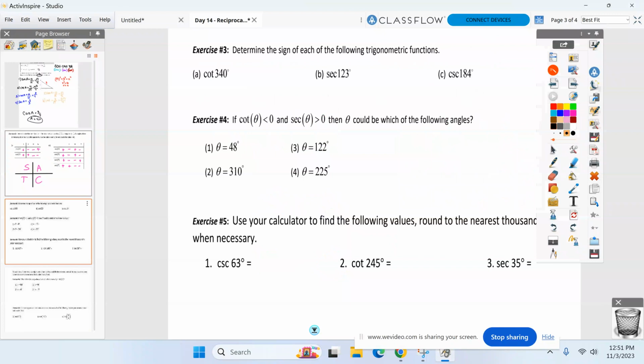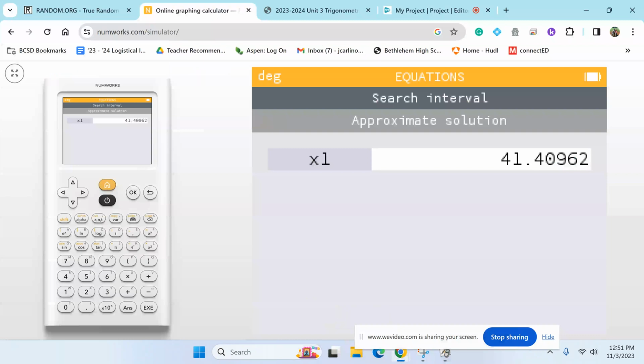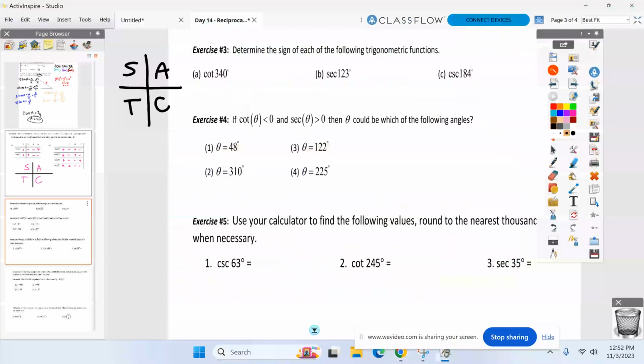Okay, determine the sign. I don't want to know the value. I just want to know is cotangent of 340 going to be positive or negative? All right, well, we got to decide what quad we're in, right? ASTC. All right, so here we go. 340. What quad am I in here? Gabby, what quad am I in for 340? 4. So I look at quad 4. Only thing positive in quad 4 is cosine and its reciprocal. Is cotangent part of that? Nope. So it's going to be negative. I don't know what the value is, but I know it's going to be negative, and that's all they're asking me for.